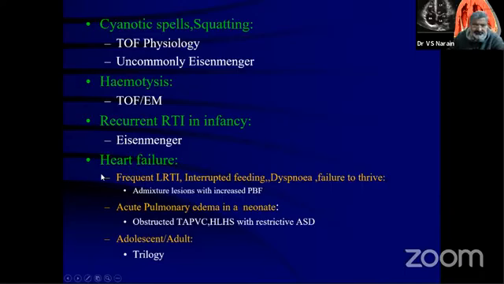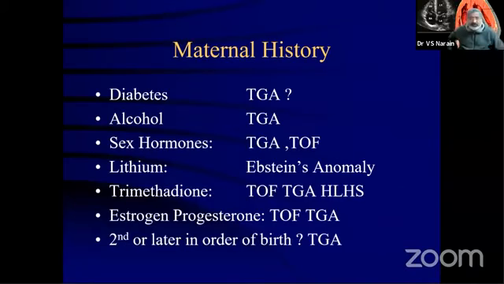Now, what is heart failure? Frequent lower respiratory tract infections, interrupted feeding, dyspnea, failure to thrive. All these are features of heart failure, and expect some kind of admixture lesion where you have increased pulmonary blood flow. If your presentation is heart failure and acute pulmonary edema, probably you could be having hypoplastic left heart syndrome or a total anomalous pulmonary venous connection, which is obstructive. And heart failure in the adolescent, basically think of tetralogy. So history-wise, these are the pointers.